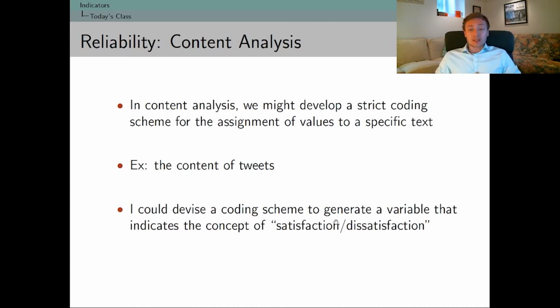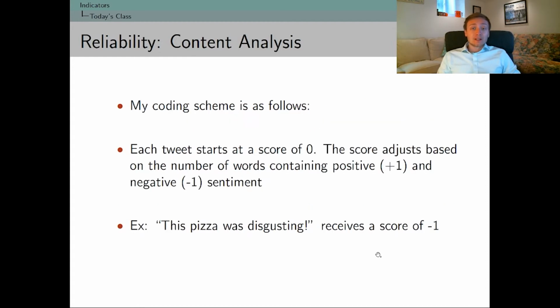So I could take this satisfaction or dissatisfaction coding scheme, for example, and say, well, maybe I want to look at how satisfied are people, how dissatisfied are people on the basis of their tweets. So in this case, my large N data set would consist of essentially each row being a tweet. Basically, the unit of analysis for this study would be the tweet. And I would want to code that content and create a variable that would have some numeric score to indicate whether people were satisfied or dissatisfied. So I'm going to develop a coding scheme, and let's see if it's reliable. Let's see if this provides us with the stuff that we need to be successful at that measurement.